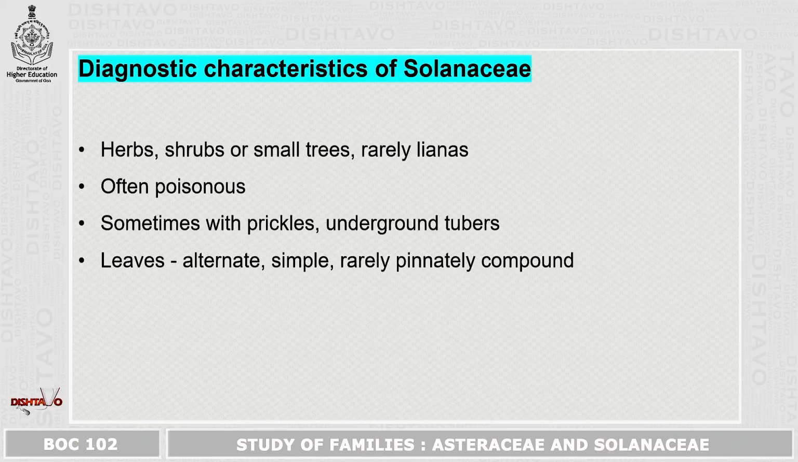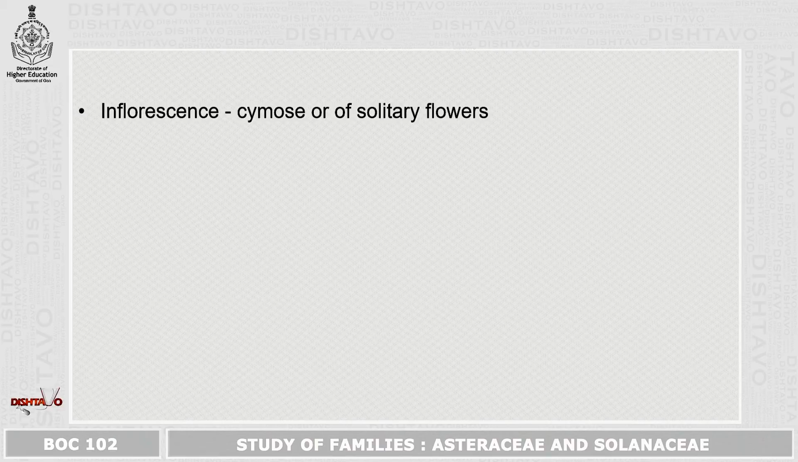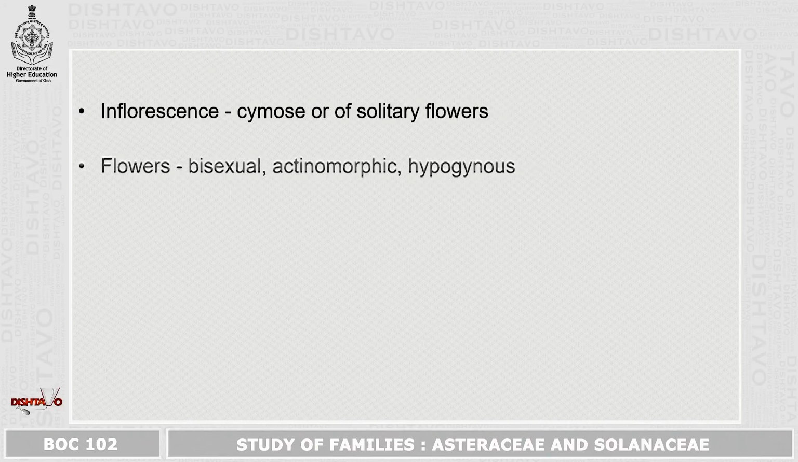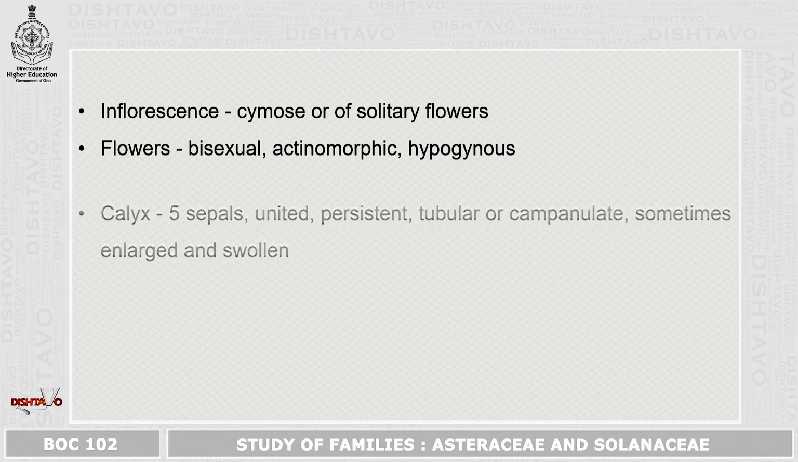Leaves are alternate, simple, rarely pinnately compound. Stipules are absent. Inflorescence is cymose or it consists of solitary flowers. Flowers are bisexual, actinomorphic and they are hypogynous.